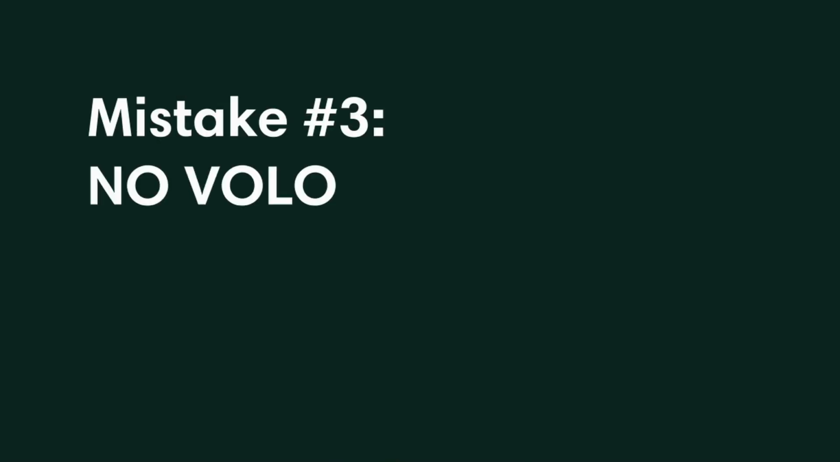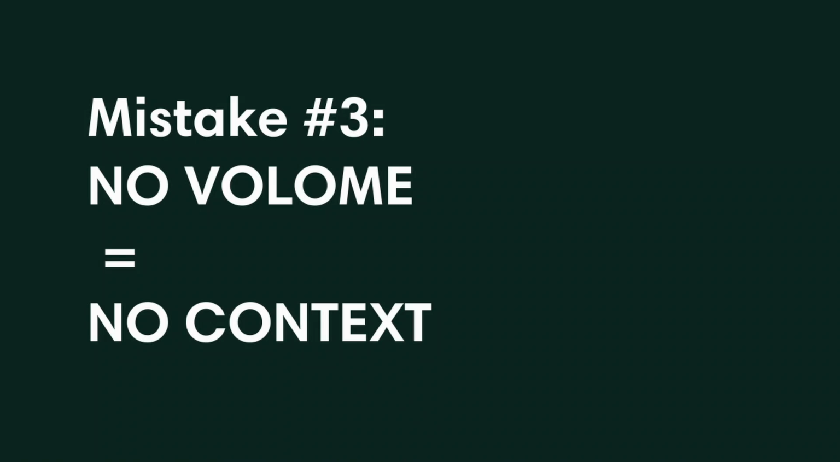Mistake number 3, no volume is no context. Price is only half the picture. It tells you where the market is moving, but not why. Every indicator that's built on price is reactive. It shows you what already happened. Volume shows you what is behind the move. Think of volume as market intent.